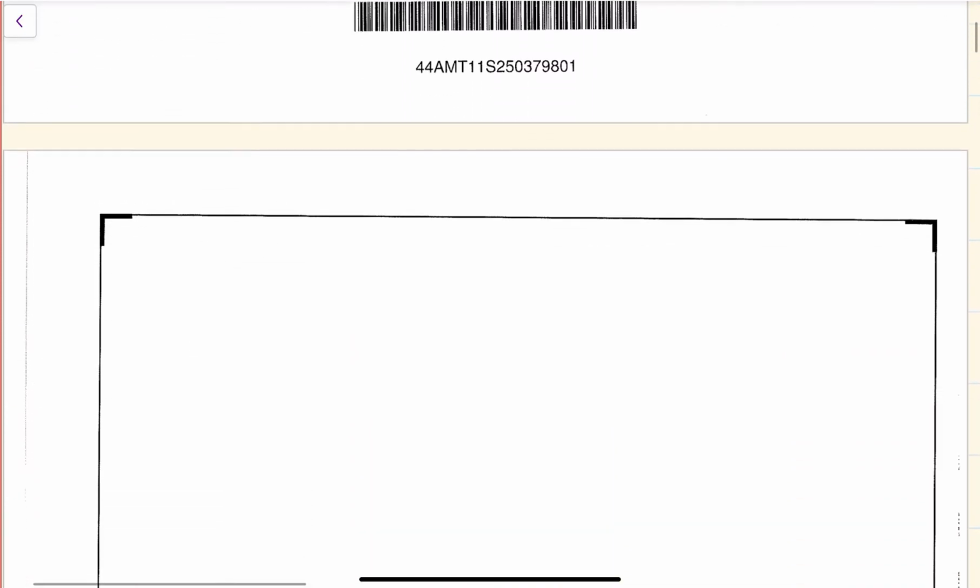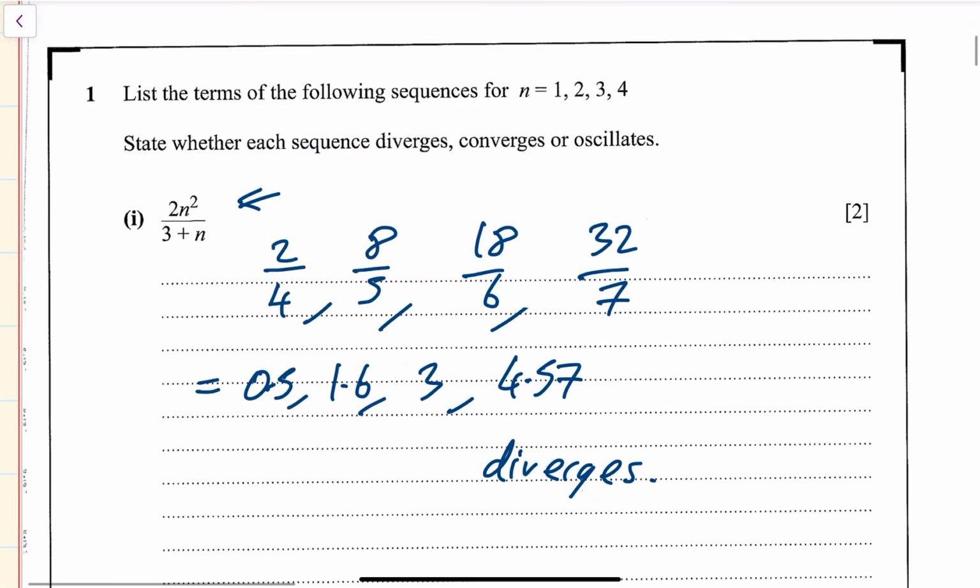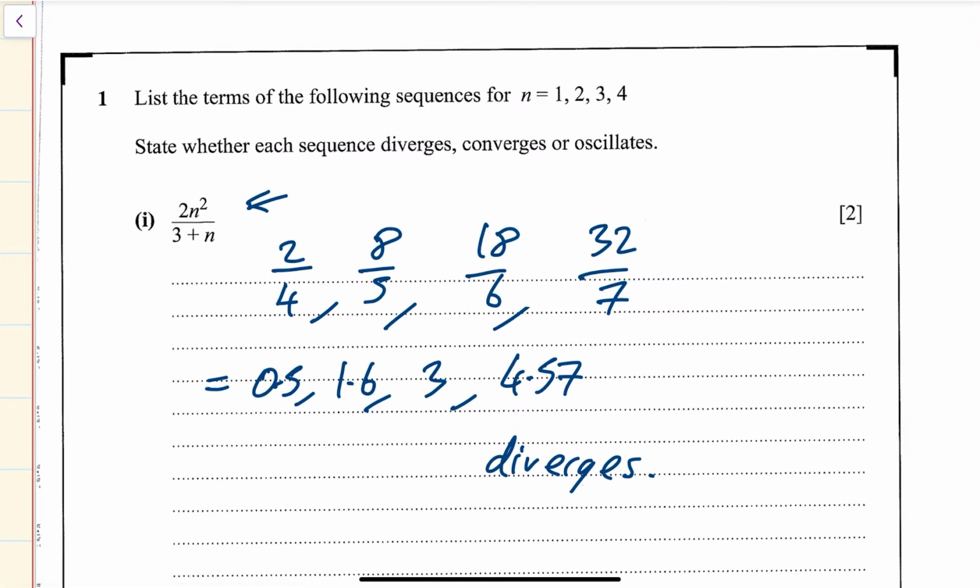Now I've already done this out earlier, and it didn't record, so I've got these answers all written in, and we'll be whizzing through this and getting through this as quickly as possible. It says list the terms of the following sequence for n is equal to 1, 2, 3, or 4.